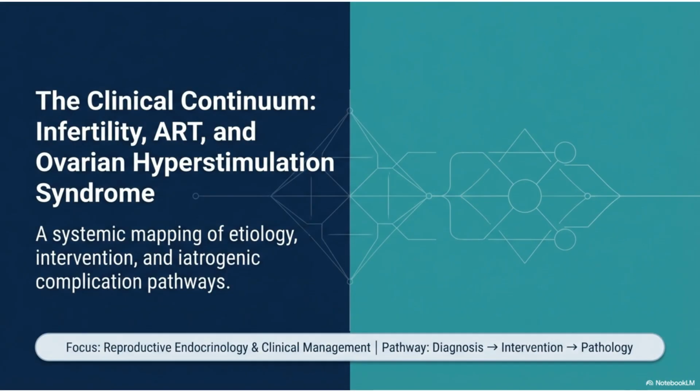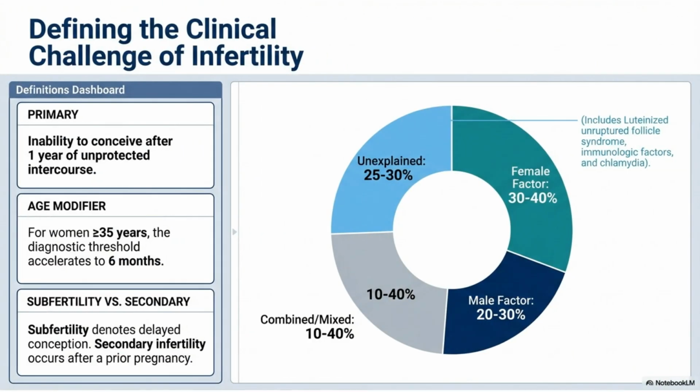Welcome to this video on the clinical continuum of infertility, assisted reproductive technology or ART, and ovarian hyperstimulation syndrome or OHSS. We will systematically map the pathways of etiology, intervention, and iatrogenic complication. Primary infertility is the inability to conceive after 1 year of unprotected intercourse. The diagnostic threshold is accelerated to 6 months for women 35 years or older.